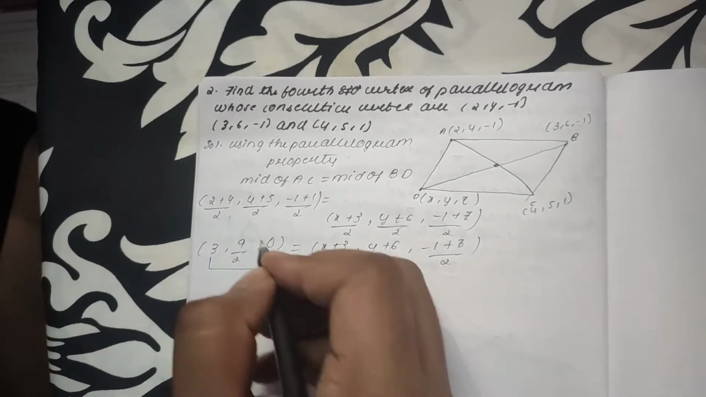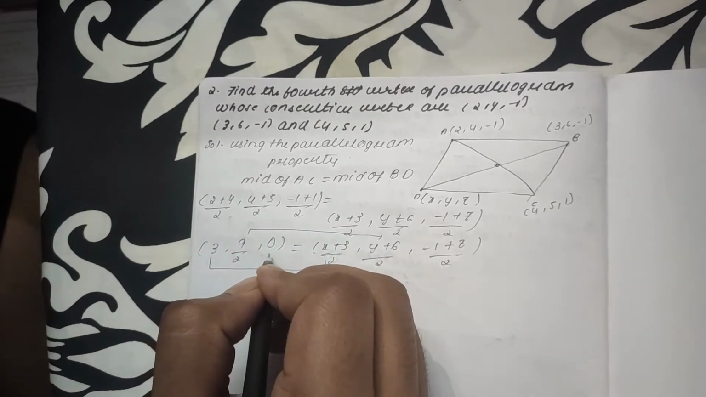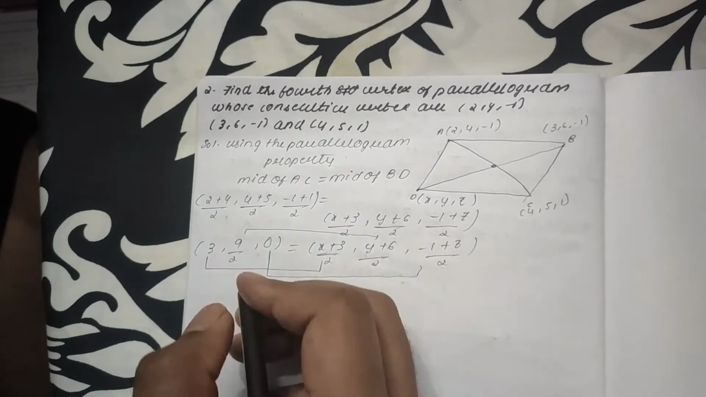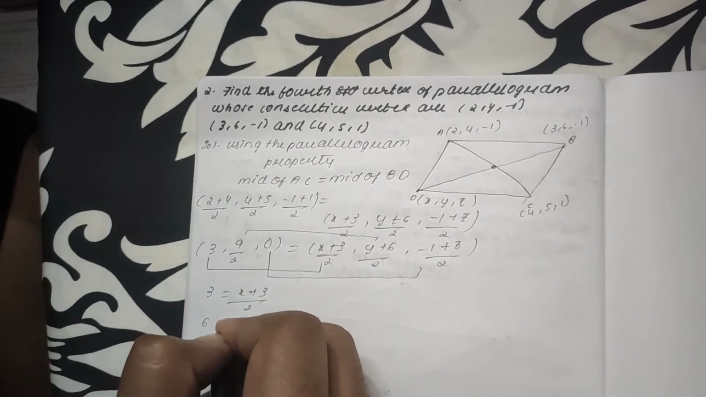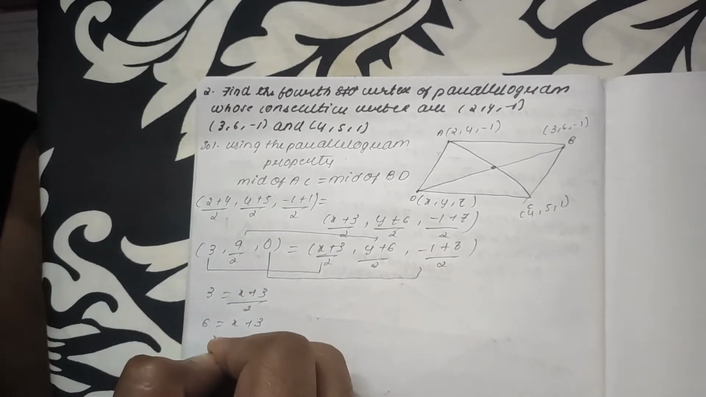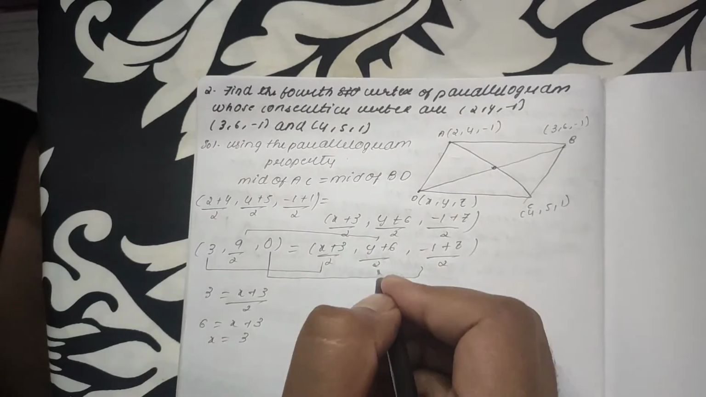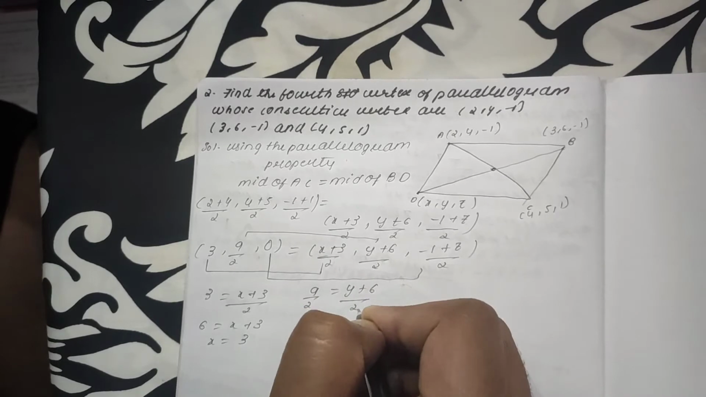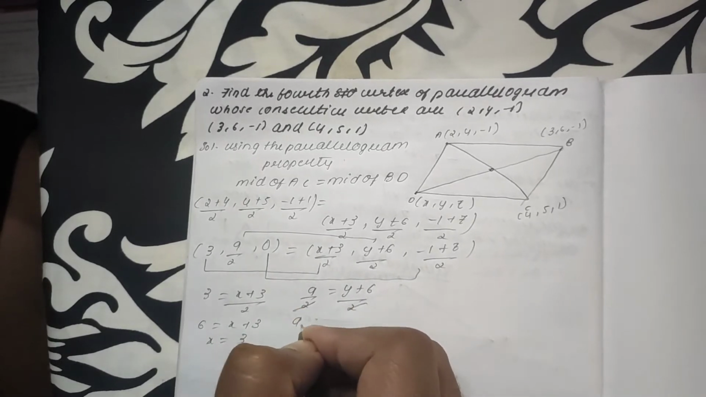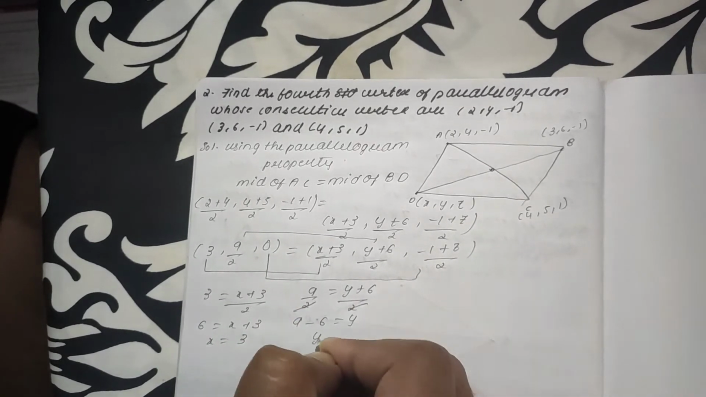Equate first term and first term, equate second term and second term, equate third term and third term. 3 is equals to (x plus 3) by 2. 6 is equals to x plus 3. x is equals to 3. Similarly, 9 by 2 is equals to (y plus 6) by 2. 2 gets cancelled. So 9 minus 6 is equals to y. y equals to 3.